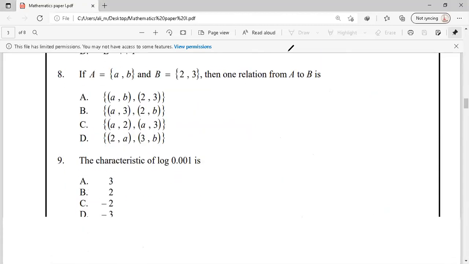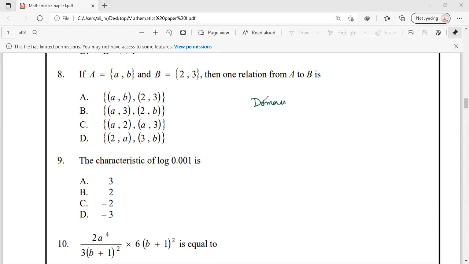Then we have our next questions, question number 8 and 9. We have two sets A and B, and we have to identify a relation from A to B. The domain of the relation should belong to A, and the range of the relation in our option should belong to B. The domain in this relation is a2, but this is not a part of set A. It means this is incorrect.